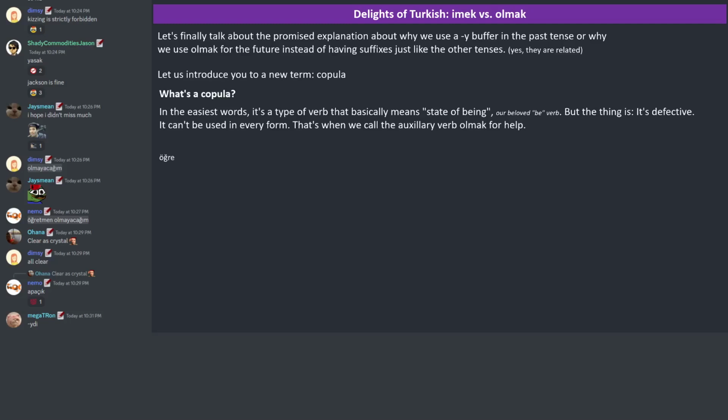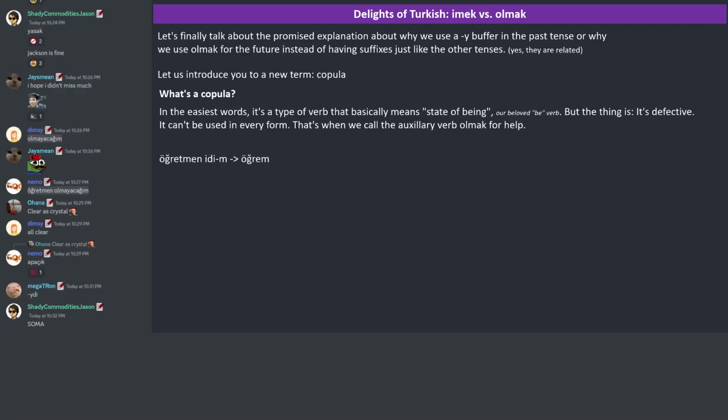Like öğretmen. I have öğretmen here. My actual past tense suffix is ed, not just d. And that's where I put the personal marker. But over time, languages are kind of living things, like not sentient, but living. They evolve over time. Things can change. And that's what happened with this form. Öğretmen idim became öğretmendim.